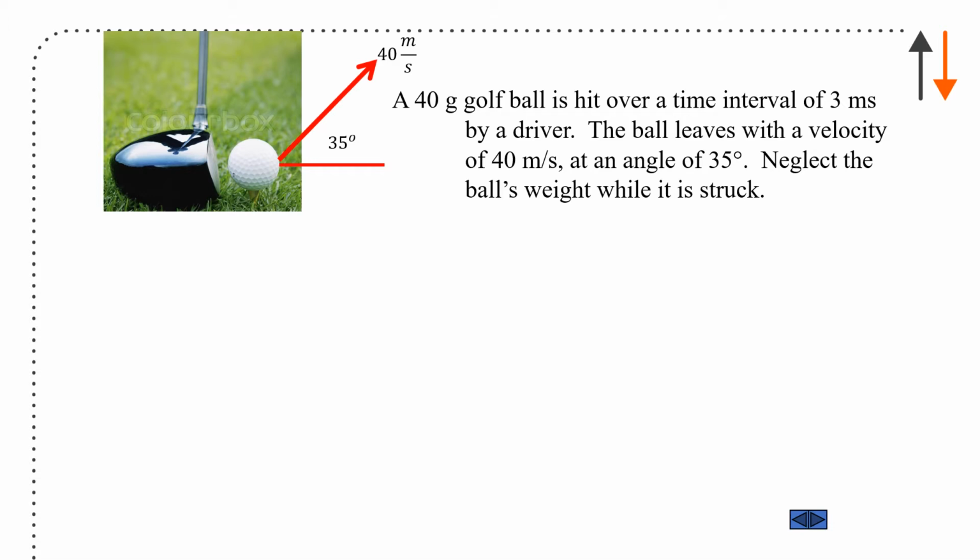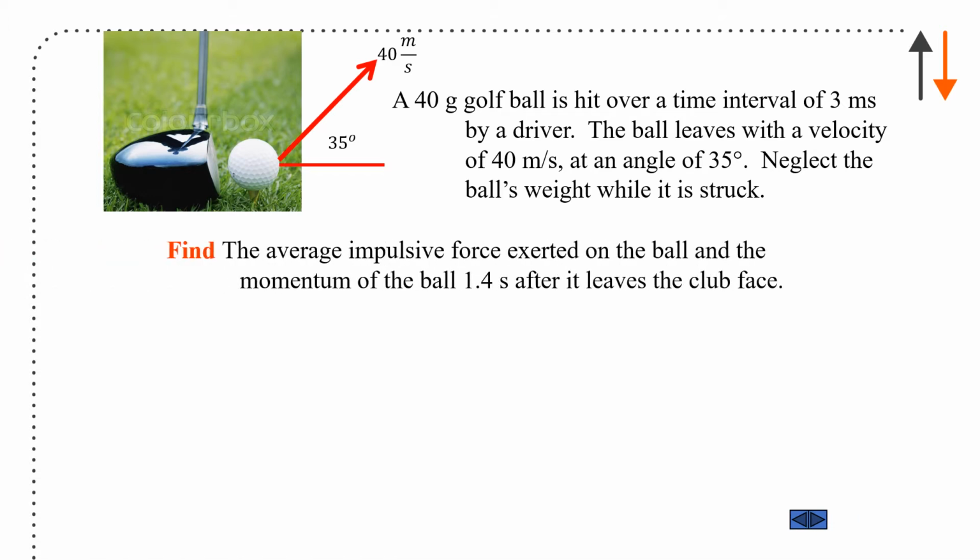This is something that you'll see at the introductory part of the course, where you have a golf ball, say a 40-gram golf ball, hit over an interval of 3 milliseconds by a club. The ball leaves with a velocity of 40 meters per second at an angle of 35 degrees. Neglect the ball's weight while it's struck. I'm going to go back to that final sentence, but it's really important to recognize that often we do neglect weight in these questions.